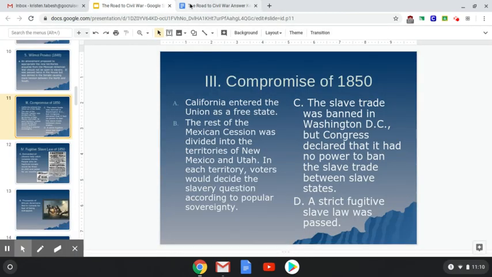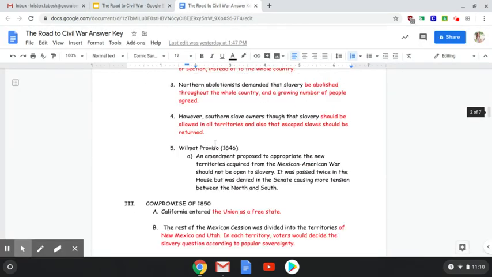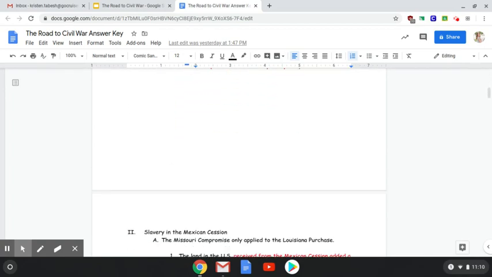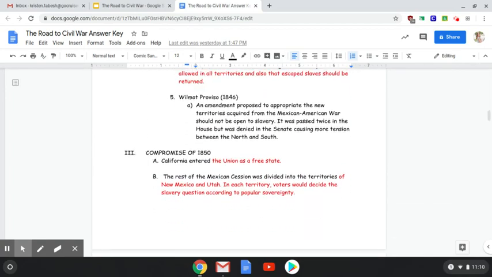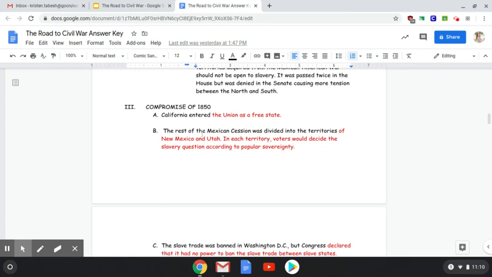So if you are keeping track on our typable note template right here, this is the beginning. We did all of this yesterday. And then we are going to start right here on bullet number 3.